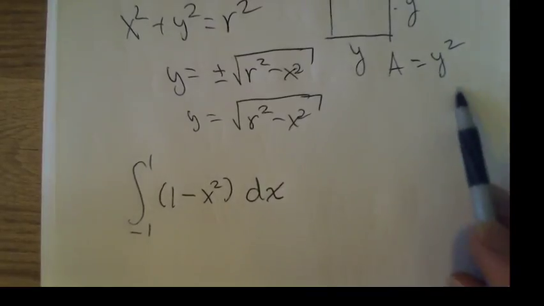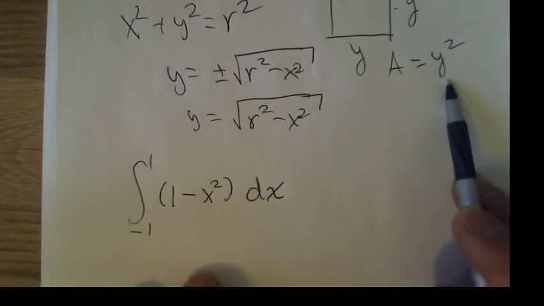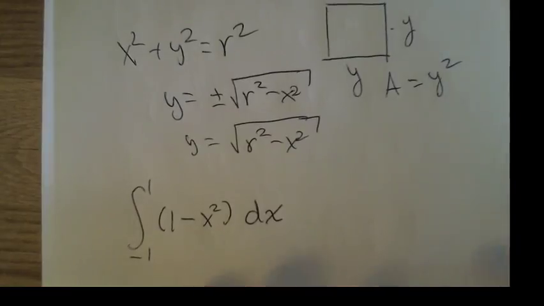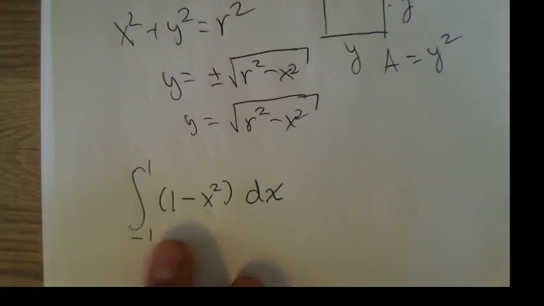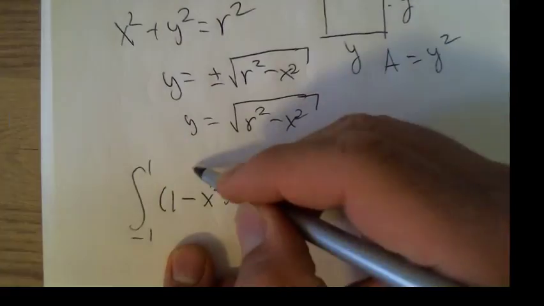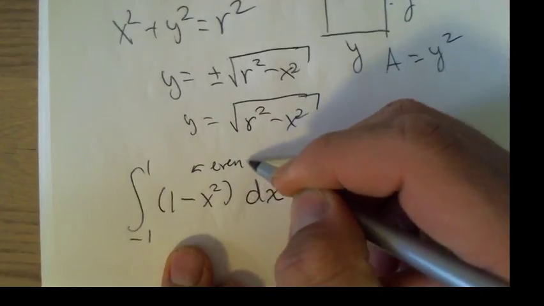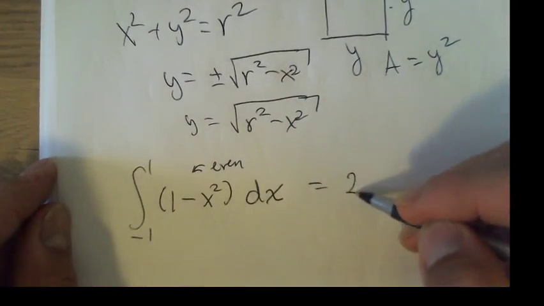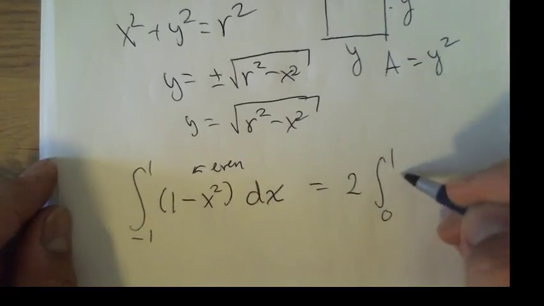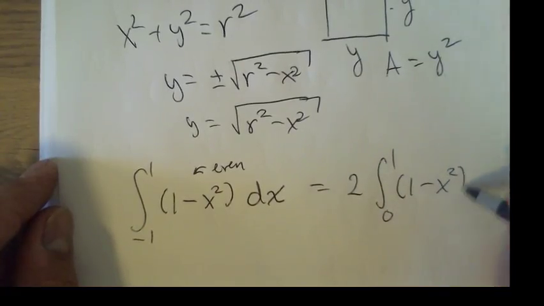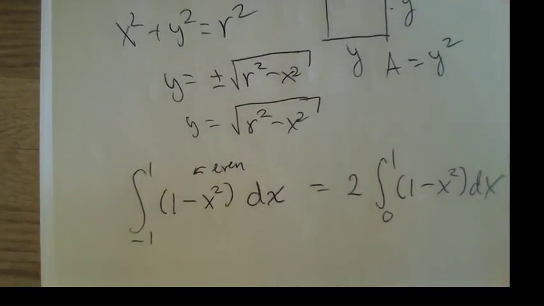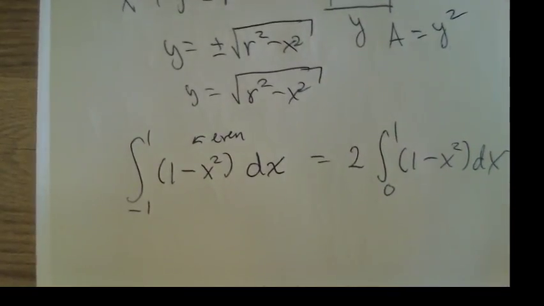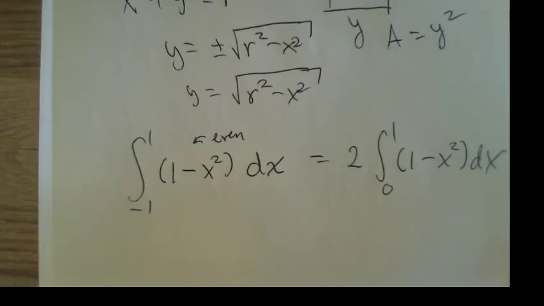So again, no more root because we're just taking the y squared. So that'll eliminate the root. Okay, so now another thing that I notice here is that this is an even function, and I have a symmetric interval, which means I can do that. I can go twice from 0 to 1.